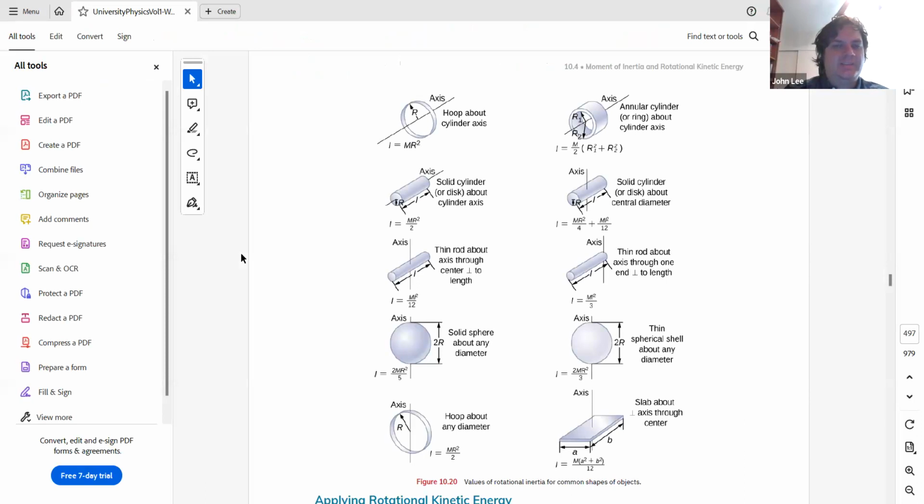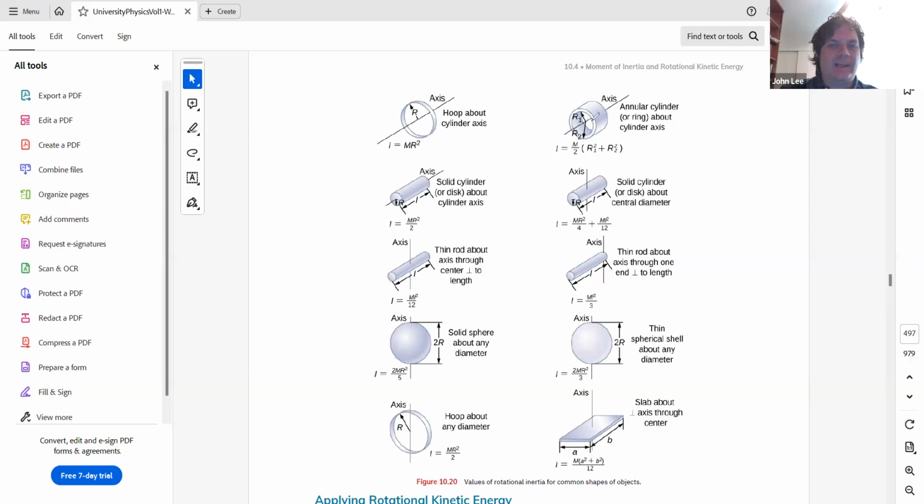So here are the moments of inertia for some common objects. I tried writing these all down, but I realized it would take more space than I have on the whiteboard. But what you should notice is that each of these has a different moment of inertia based on how far out the mass is. So if you have a hoop, it is just going to have a moment of inertia of the total mass times the radius squared.